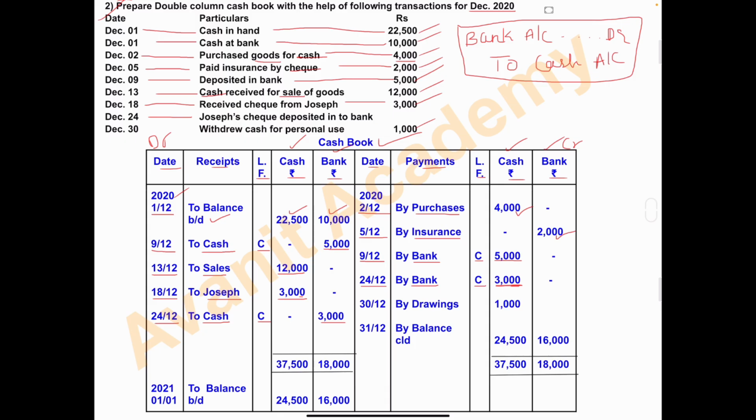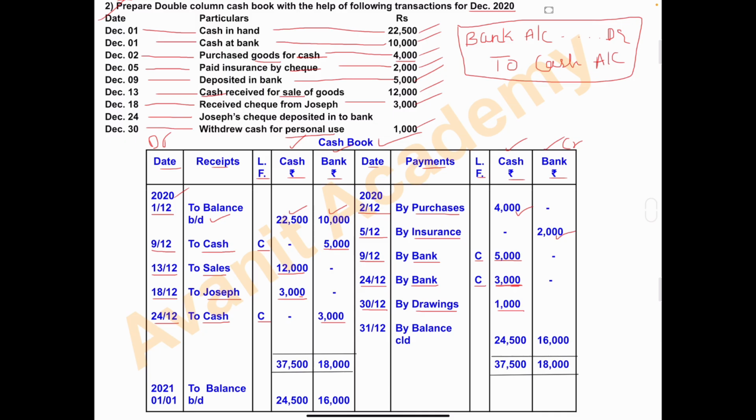And the last entry, that is on December 30th, withdrew cash for personal use, rupees 1000. So the owner of the business has withdrawn cash for his personal use, that is rupees 1000. So this is drawings, and this entry we have to record on the credit side of the cash book. Here write 30th December by drawings. He has withdrawn cash, so in the cash column write rupees 1000 and bank column nil. So all the entries are completed here.